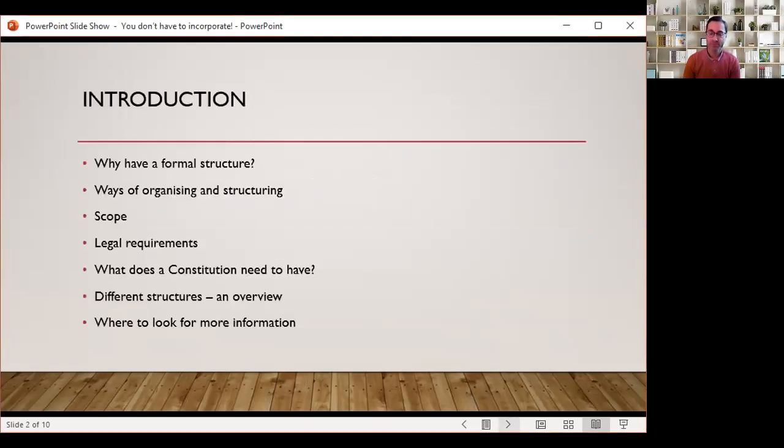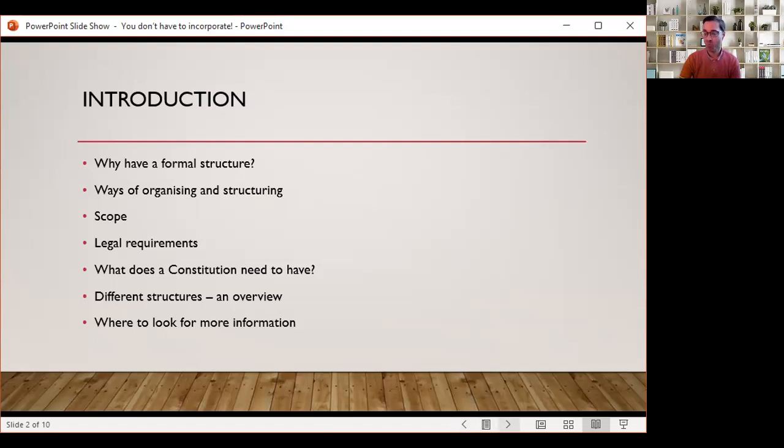So first of all, a quick overview, what I'm going to talk about. Why have a formal structure, ways of organising and structuring, scope of the organisation, some legal requirements, what does a constitution or articles of association need to have, a brief overview of different types of structures of organisation, and then where to look for more information.